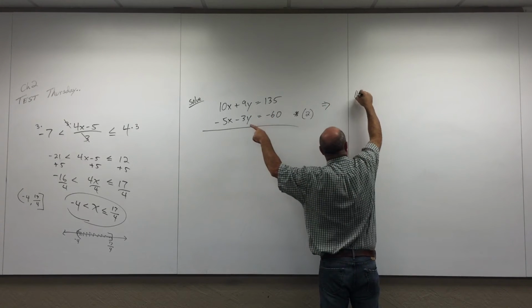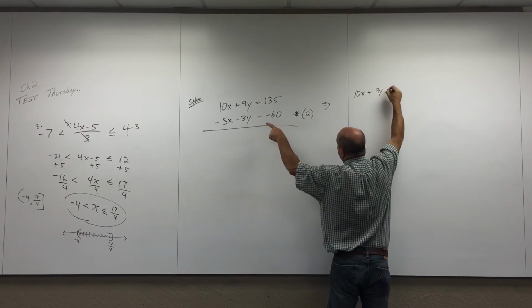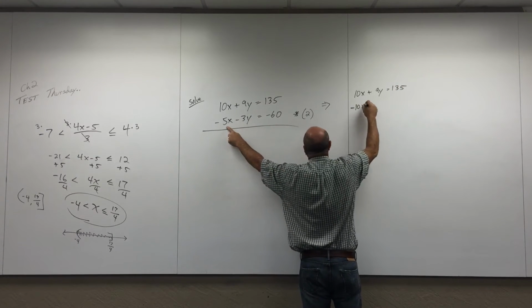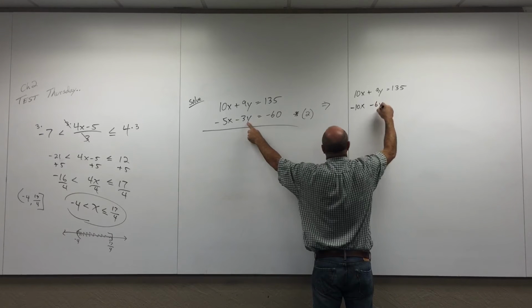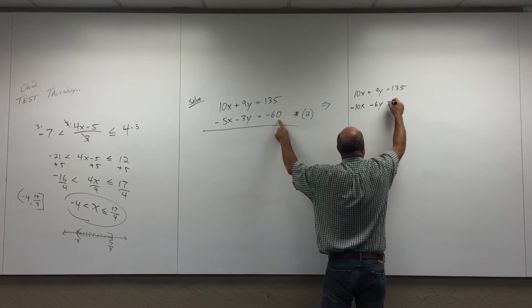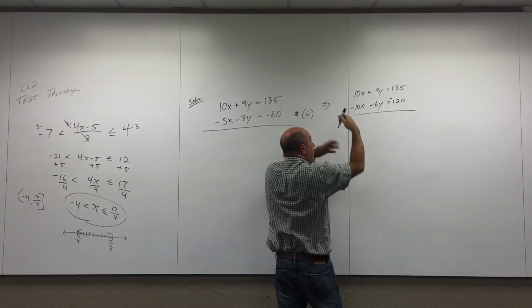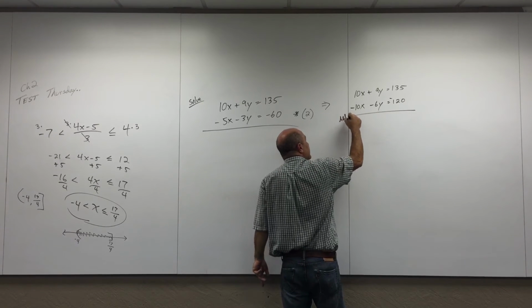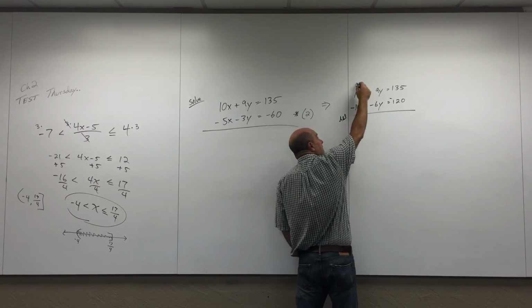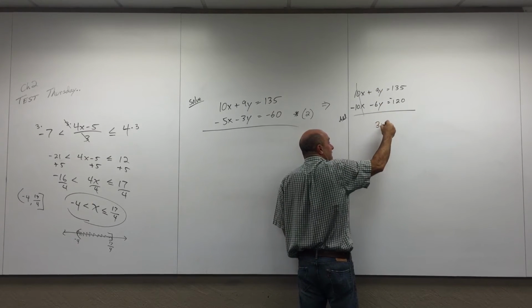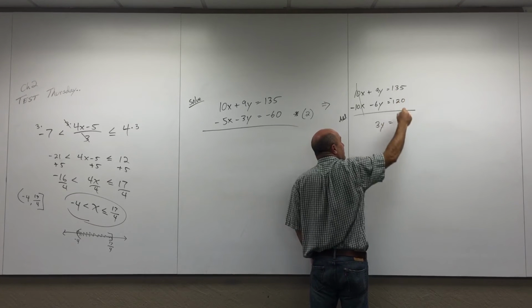The top equation, I'm not going to multiply at all. I'm just rewriting the top equation, but I'm multiplying this one by 2. It's a negative 10x, a negative 6y, and a negative 120. Now, when you add these equations, you're allowed to add them together. The x terms are gone. That's a 3y, and that's a 15.